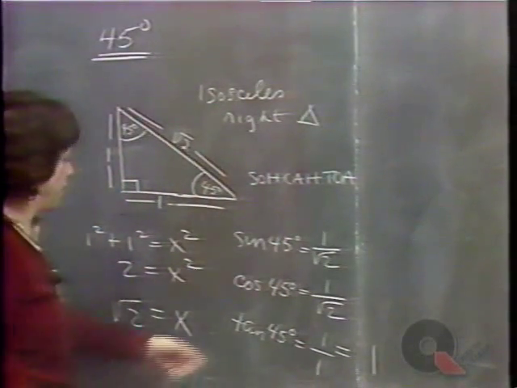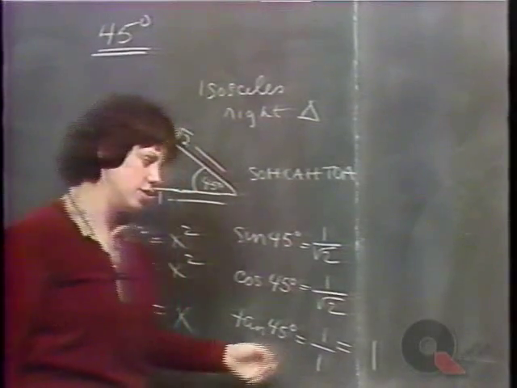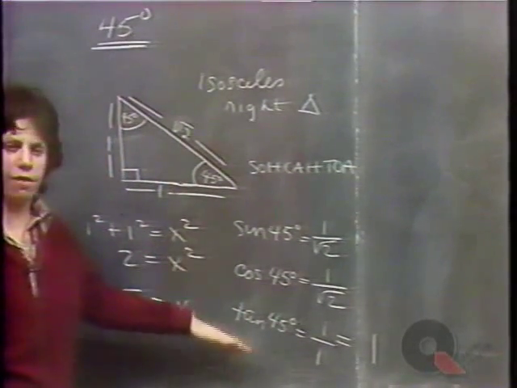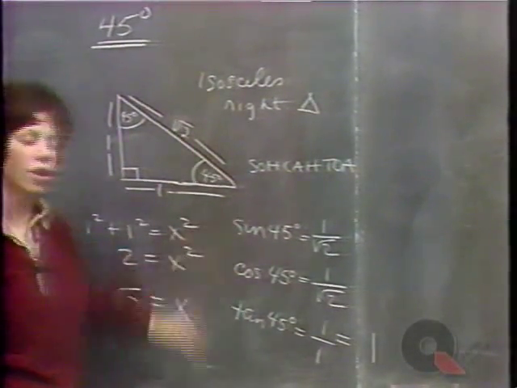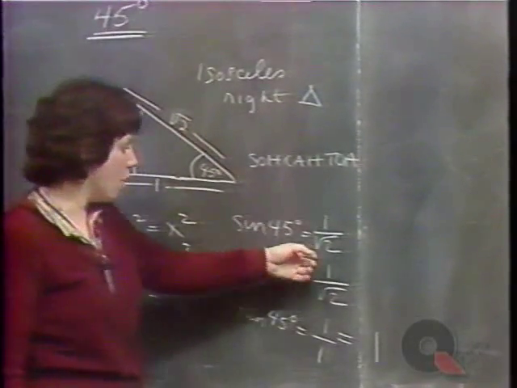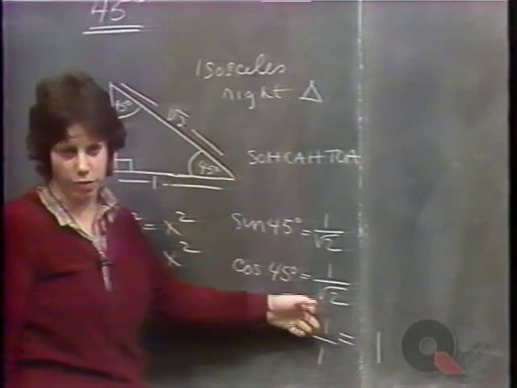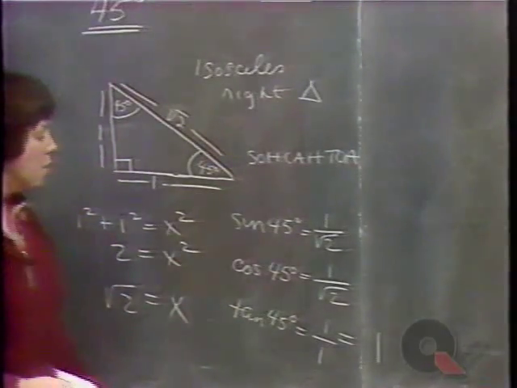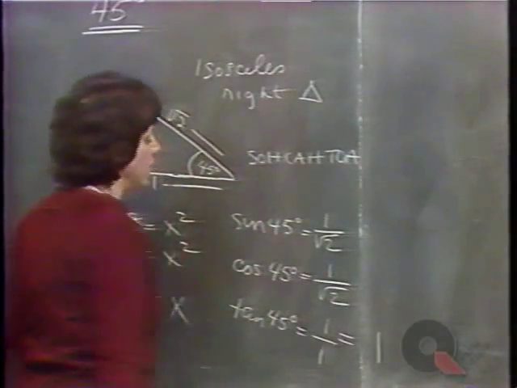Alternately, you could have found out the tangent of 45 degrees is 1 by saying tangent of 45 degrees is sine of 45 degrees over cosine of 45 degrees. 1 over the square root of 2 divided by 1 over the square root of 2, of course, would just be 1. By the way, sometimes we write this in a slightly different form.